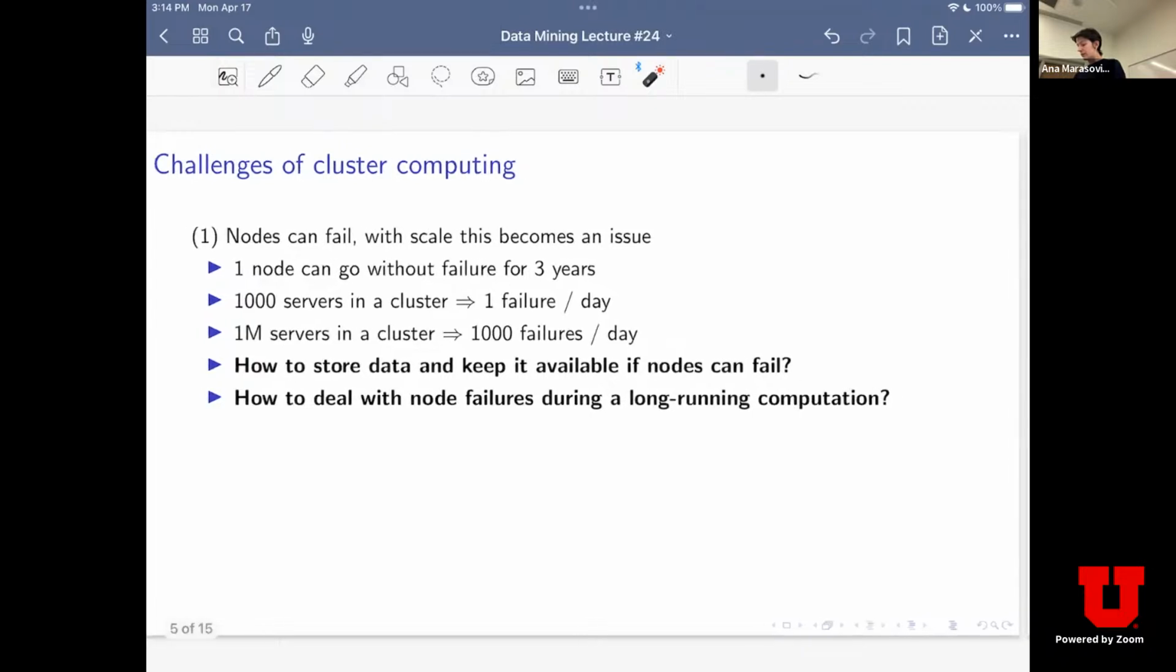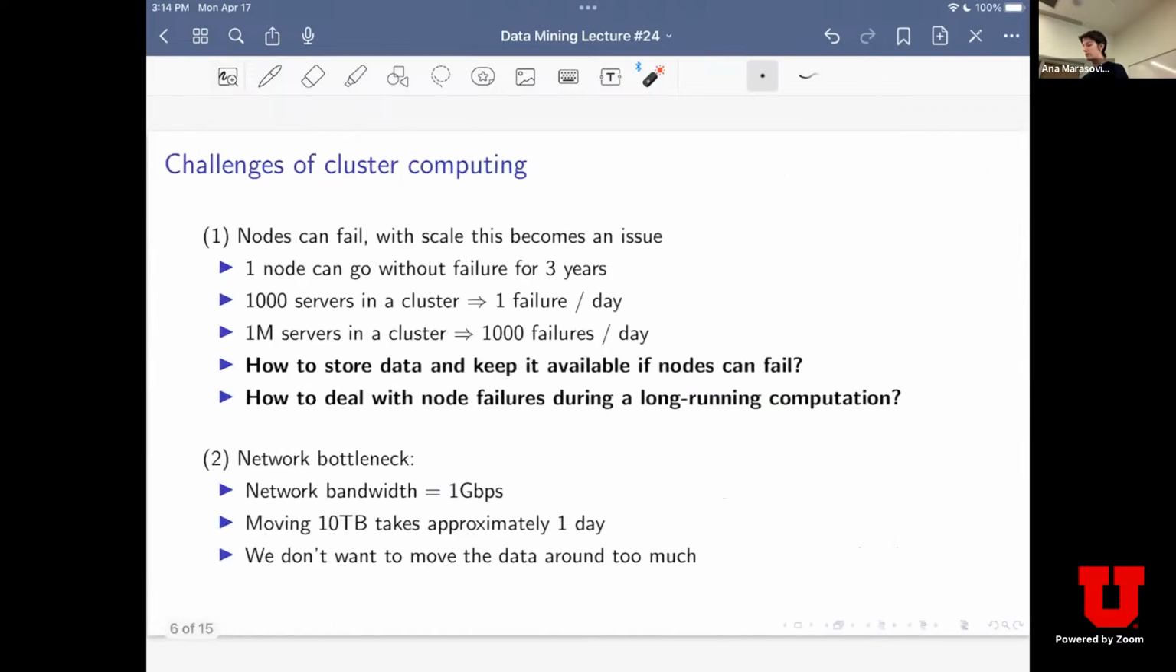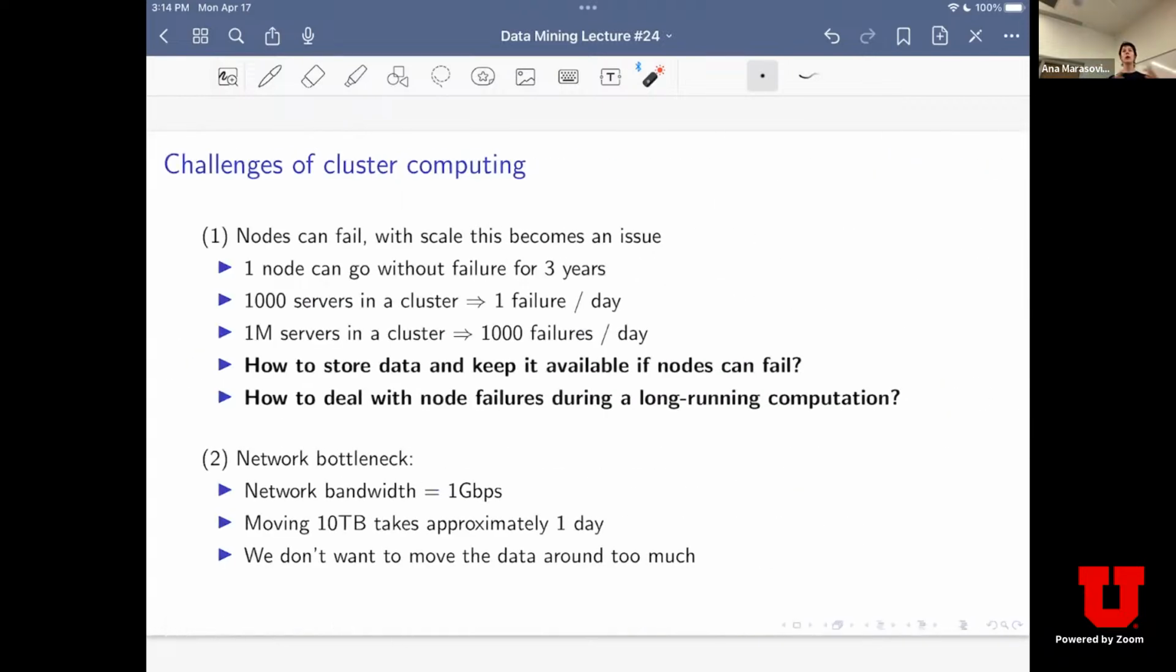So the first challenge, just a reminder why I'm talking about all of this, is that we're talking about challenges of cluster computing. Node failure is one problem. And we want to find a system where we can store our data such that if nodes fail, we don't destroy our data, and where, if we had a failure of a node, our computation is not complete rubbish.